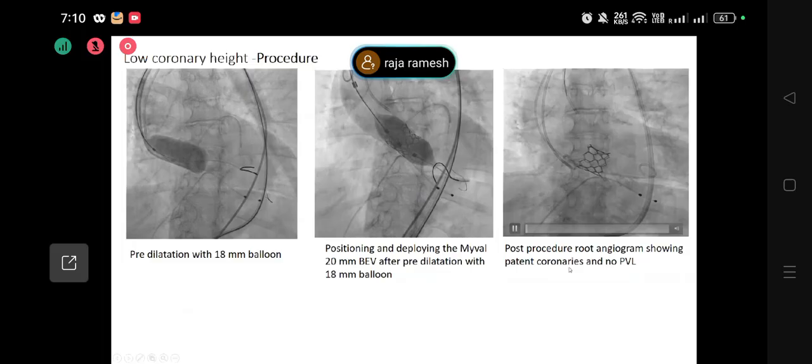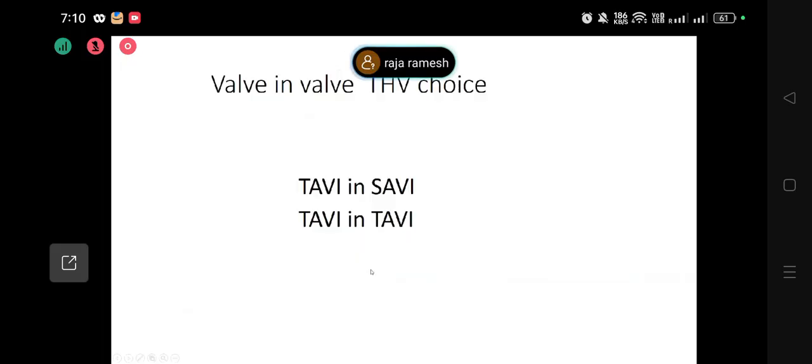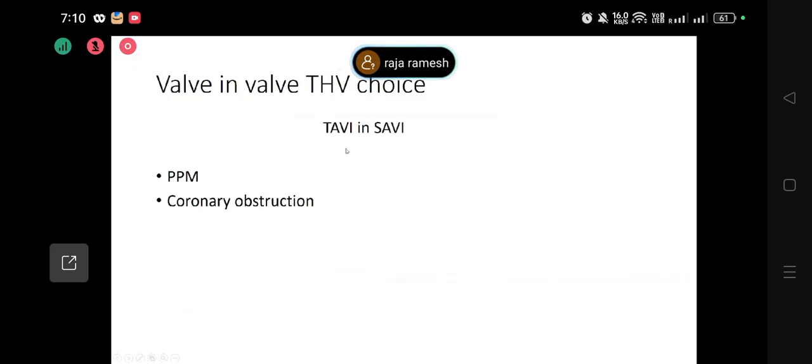Coming to the other subset, valve-in-valve position and transcatheter valve choice. Here there are two subsets. One is TAVI in SAVR, that is, transcatheter heart valve in a surgical valve, and the other is transcatheter heart valve in a TAVI valve. So what are the challenges in TAVI in SAVR? Patient-prosthesis mismatch. Already a surgical valve is there, and we are further compromising the aortic root with another transcatheter heart valve. So literally it is placing the valve in a small annulus. The problem is patient-prosthesis mismatch.